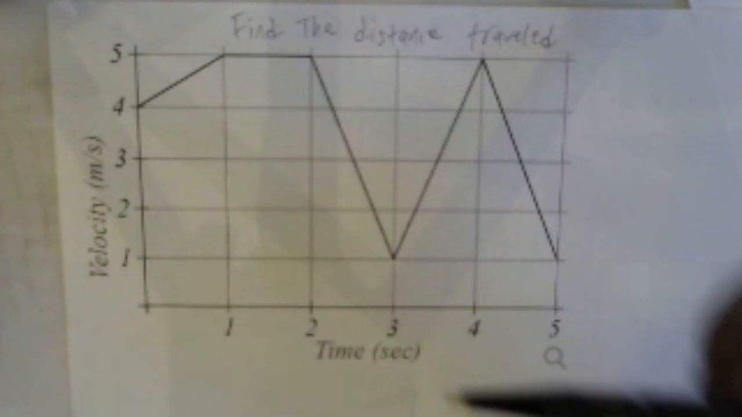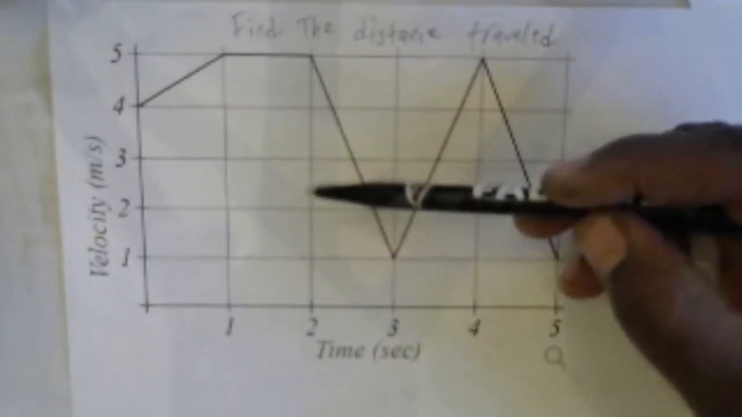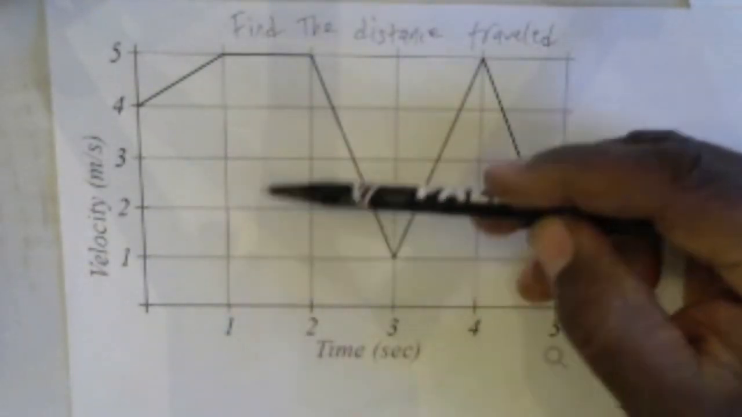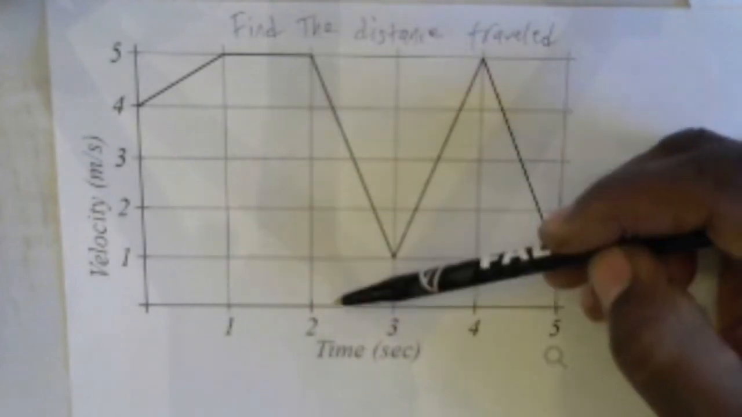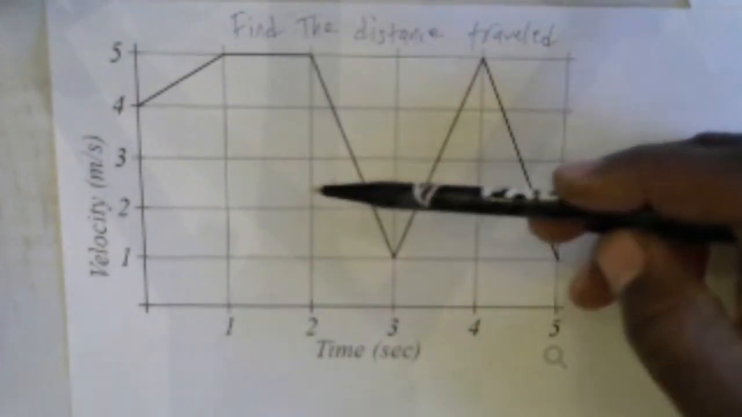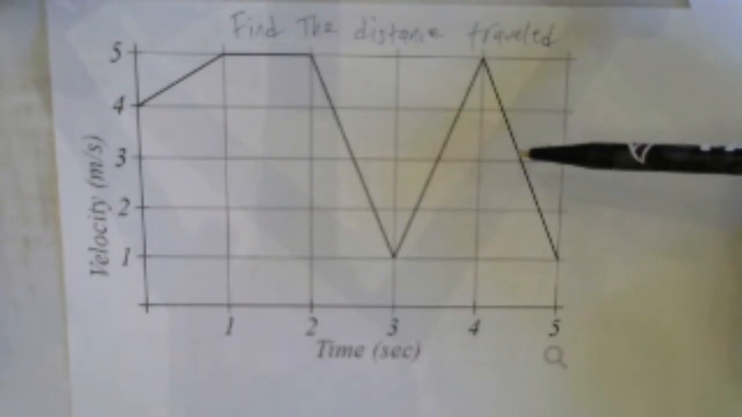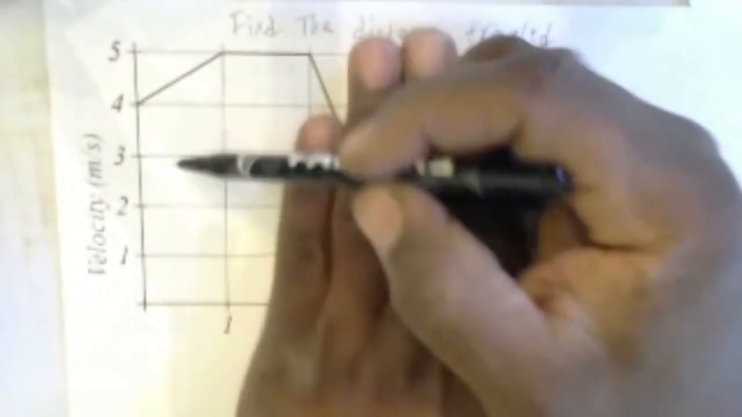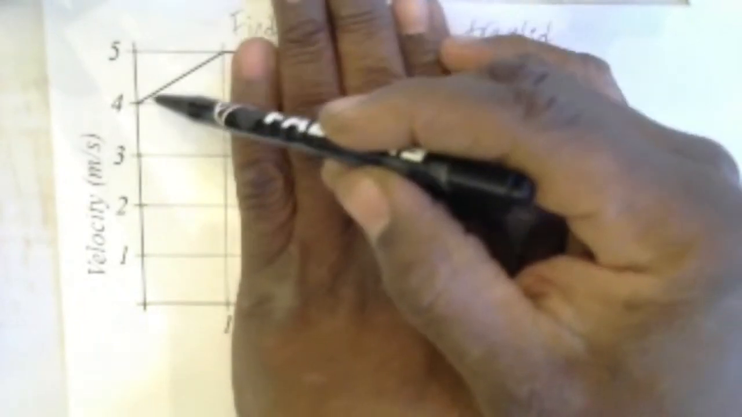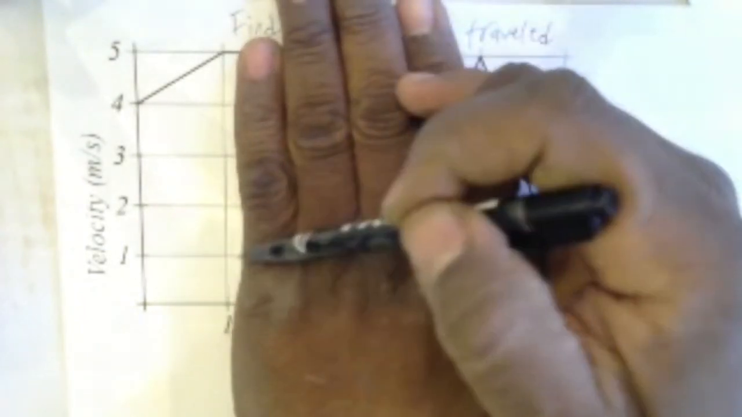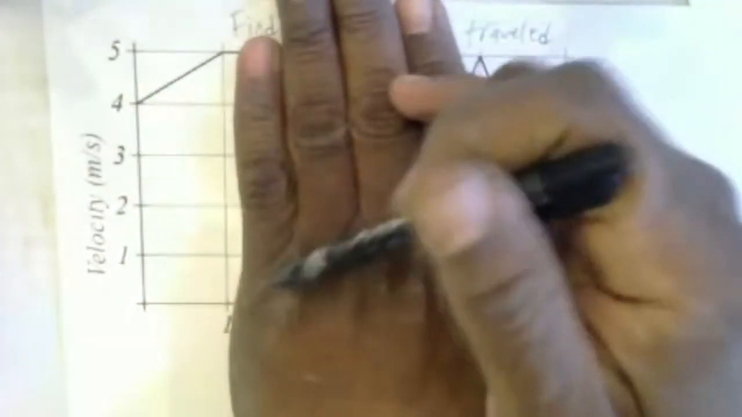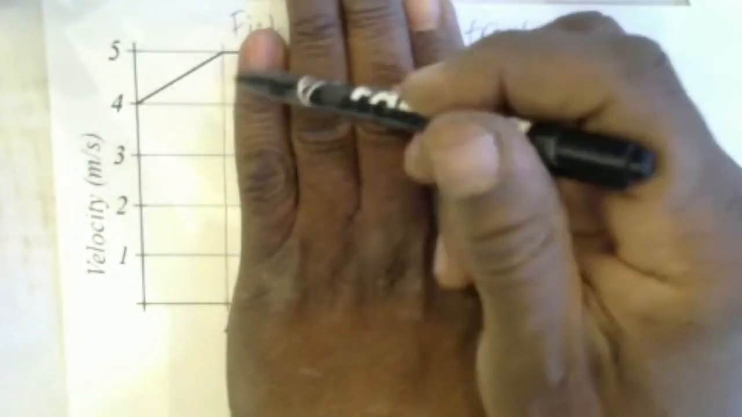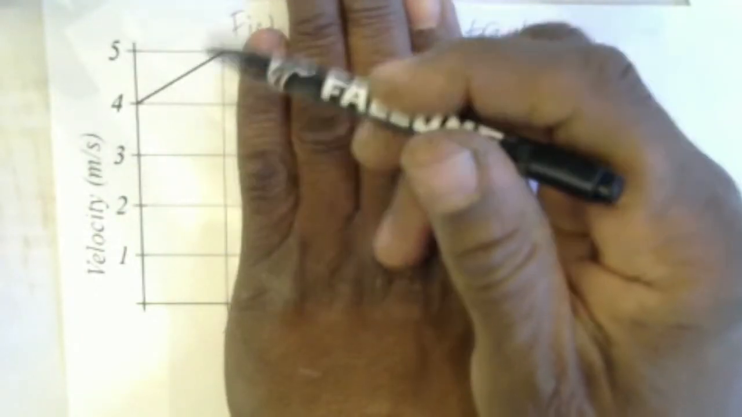So what we'll do in order to find the distance for this problem is we're going to subdivide this region into 5 shapes. Okay. So I'm going to look at this first region from 0 to 1, and I'm going to treat this as a shape. And that shape would be a trapezoid.